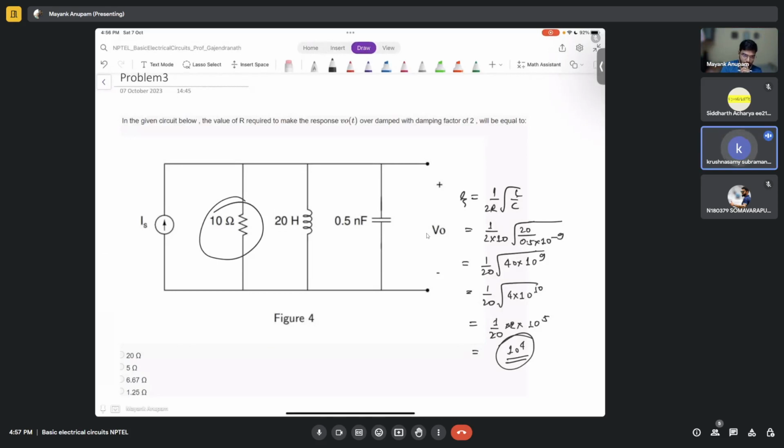It is inversely proportional. The correct term is inversely proportional. So what should I do? I should increase R. If you increase R, then the zeta factor goes down, right? Yes. So tell me, how much should I increase? I need to make it 2.